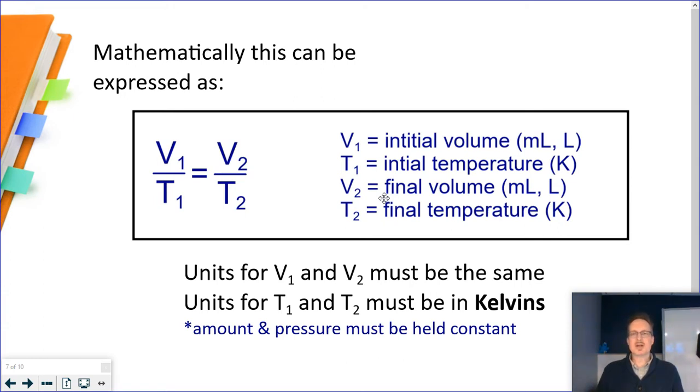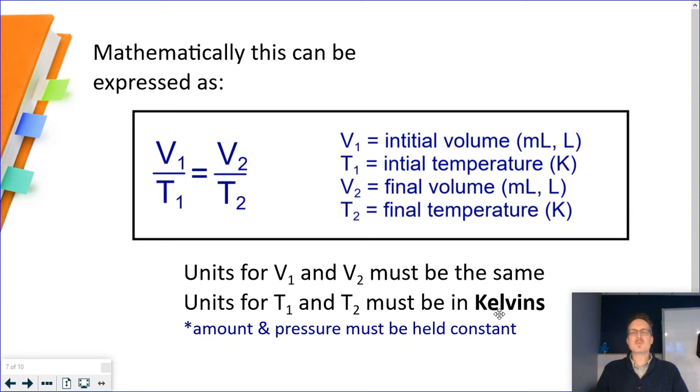For temperature, this is the one that matters to us. And this is worth a star or a highlight or something. Temperature, when doing Charles' law, must be in kelvins. Therefore, you have to convert your degrees Celsius to kelvins in order to do the question.